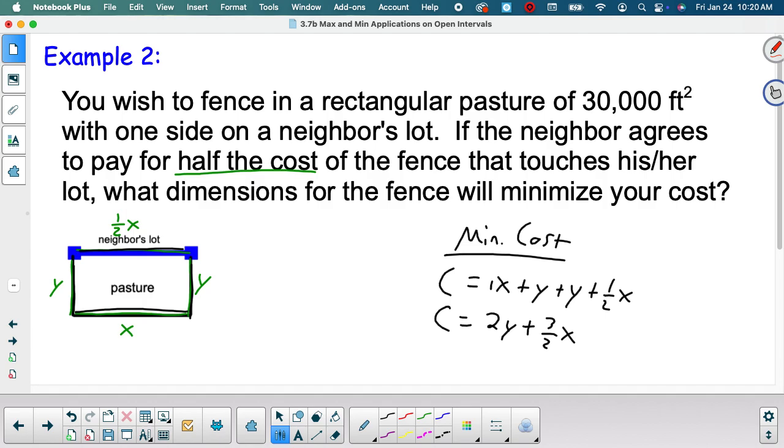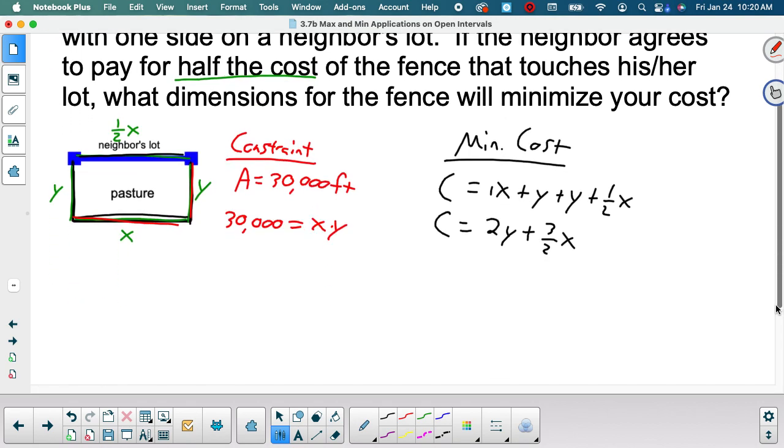Now what's different though is what's my constraint here? What's the one thing that has to be true about my rectangle? It has to have 30,000 square feet here. So my area has to be 30,000. Well, if I look at my picture here, I also know that area in this picture, because it's a rectangle, is going to be X times Y. Because that's my rectangle. I have X by Y for my dimensions. So we need to solve for X or Y from the area and plug it back into my cost over here.